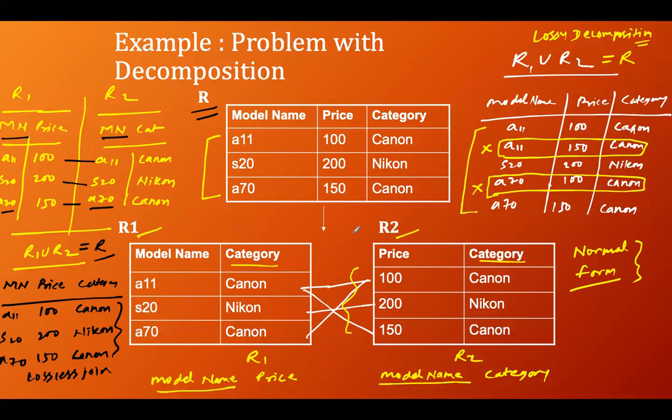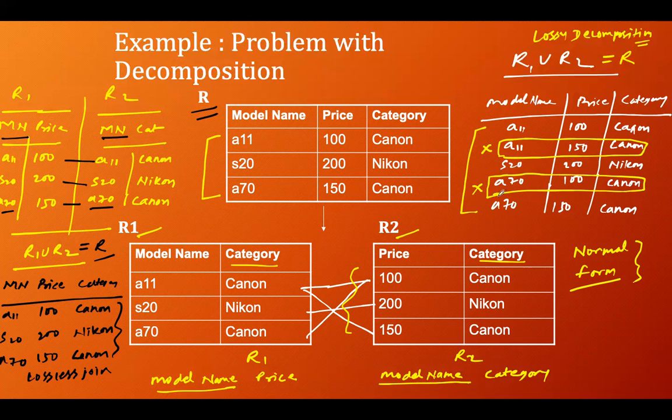Getting it? So we are actually getting extra data here, but the concept is we are in the loss of information. Why are we in the loss of information? Because we are getting this extra data which is of no use or which is making confusion in the database. So here, if somebody comes to my shop and asks for A11 model number, I have two prices of A11, 100 and 150. It will make a confusion in my shop.